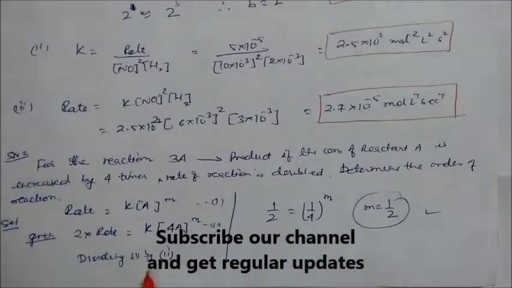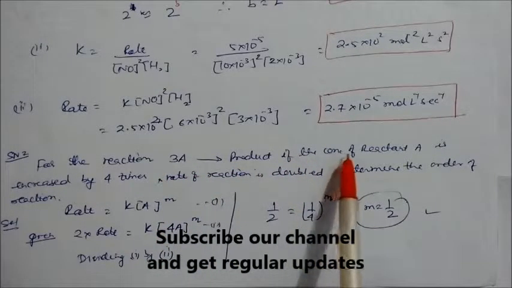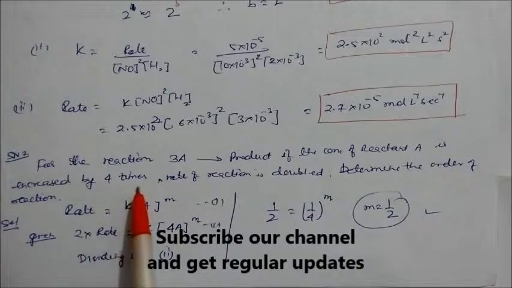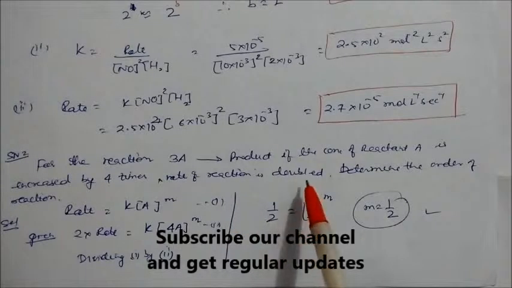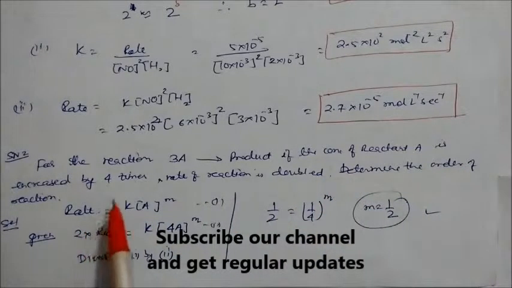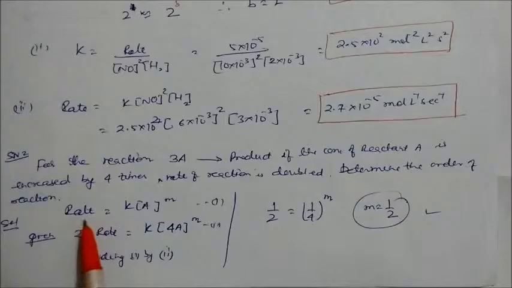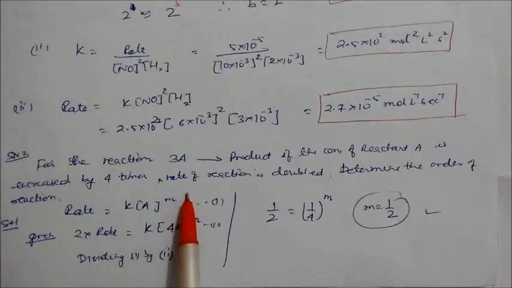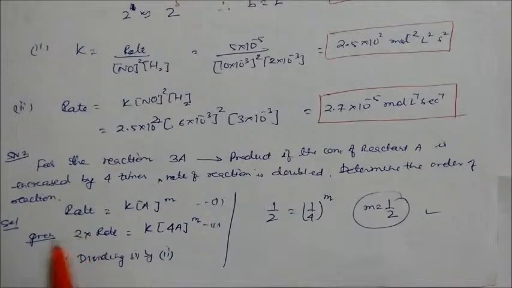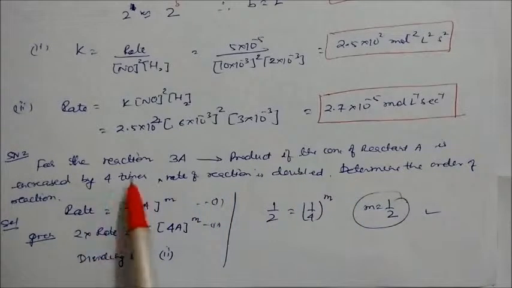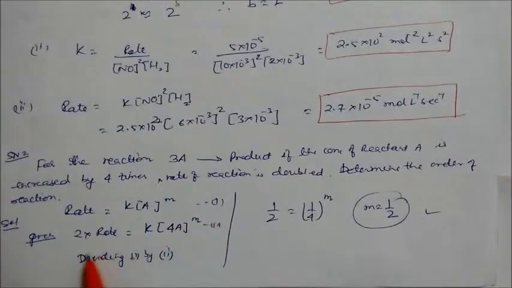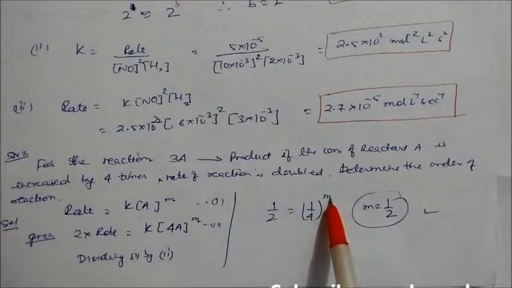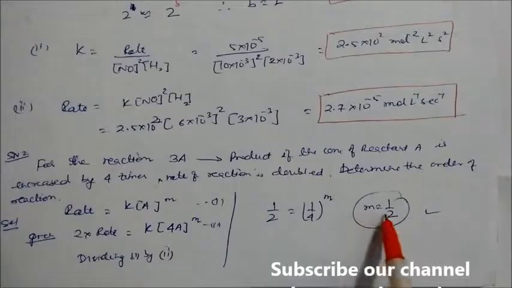For the reaction 3A giving product, if the concentration of reactant A is increased by 4 times, the rate of reaction is doubled. Determine the order of reaction. So write the rate law expression, rate equal to k into A to the power m. So this is double, 2 into the given rate, and A is 4 times, so write 4 times A. Dividing this by this equation, you will get 1 by 2 equal to 1 by 4 to the power m.